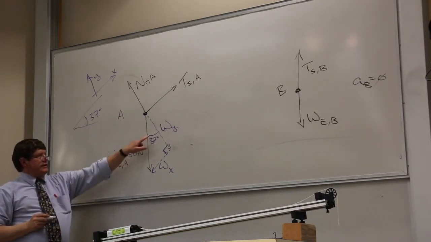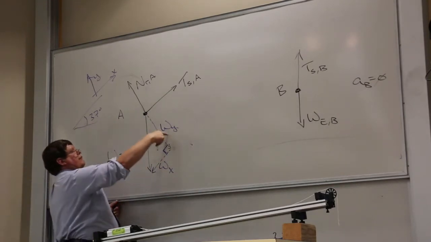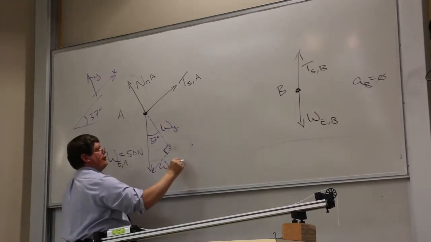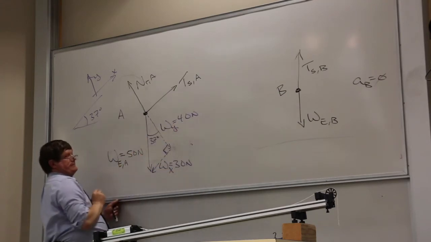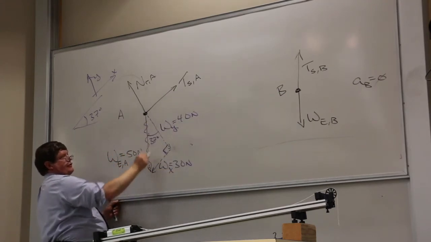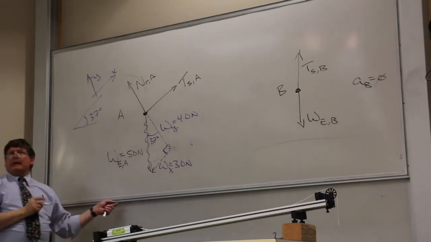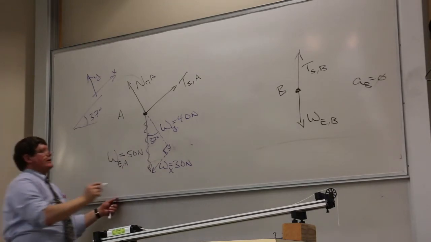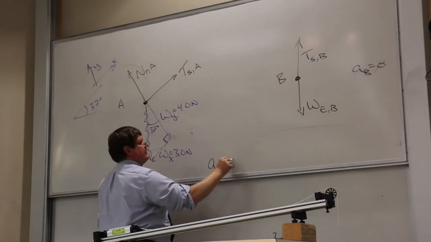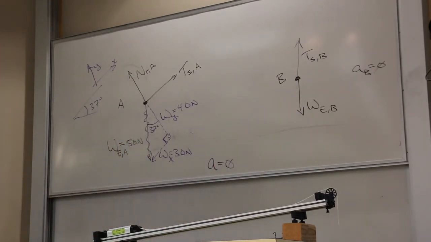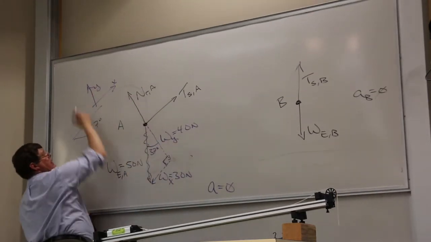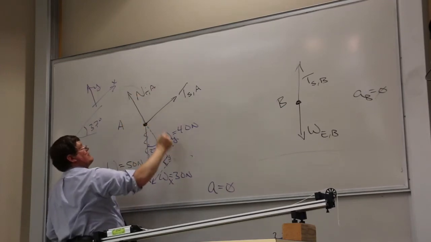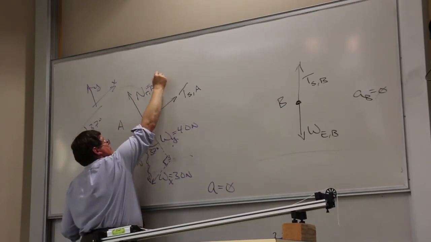Now, if this is 50 and this is a 3, 4, 5 triangle, this has to be 30, this has to be 40, 30, 40, 50. I throw away the original and I use the parts. If A is moving at 0 acceleration, constant velocity, this diagram has to be balanced in both the y and the x direction. In the y direction, what I'm calling y, this has to balance that. It has to be 40 newtons.